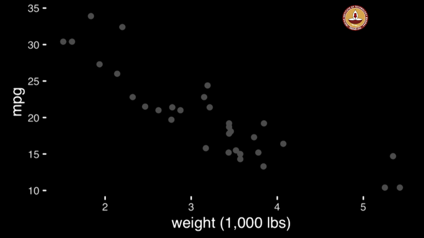Okay, so this is a data set of a bunch of cars that are plotted along two variables, the weight of the car and the fuel efficiency of the car, right. So what you are seeing is that the heavier cars are also less fuel efficient. Lighter cars give more miles per gallon. MPG is miles per gallon, right.